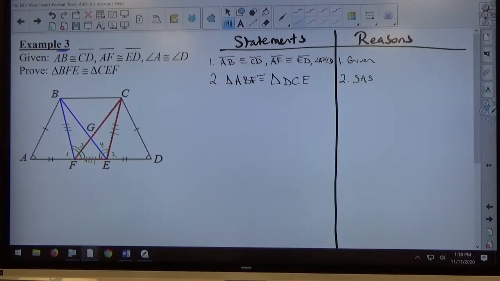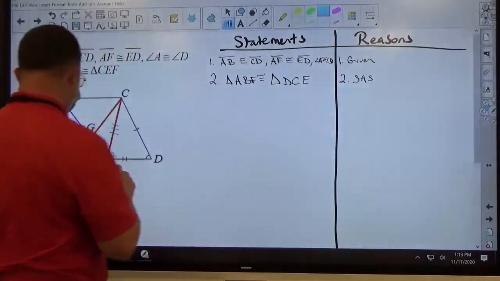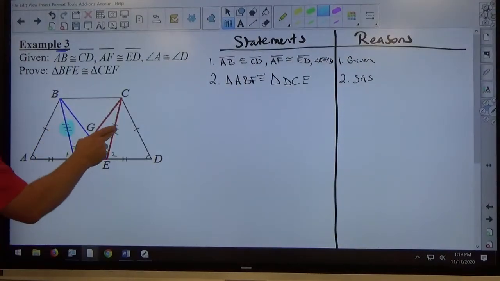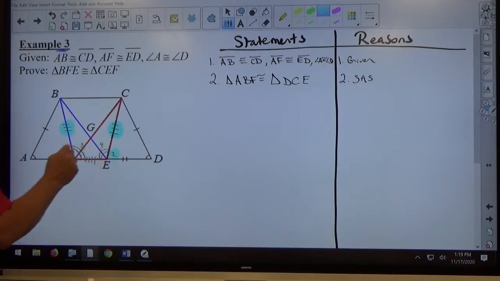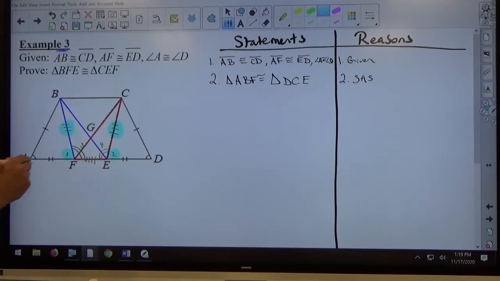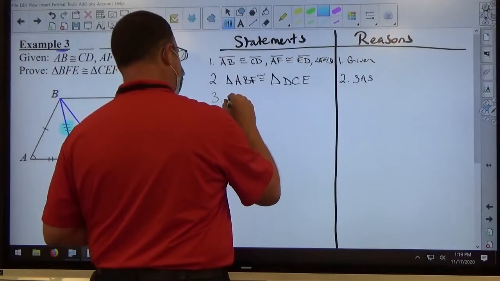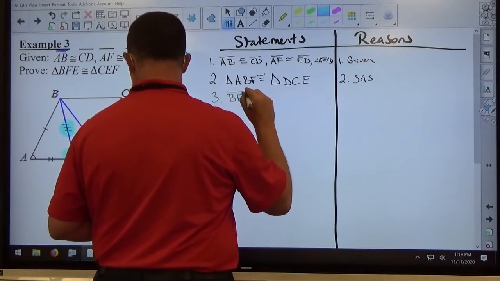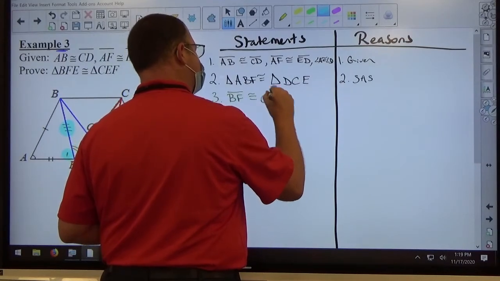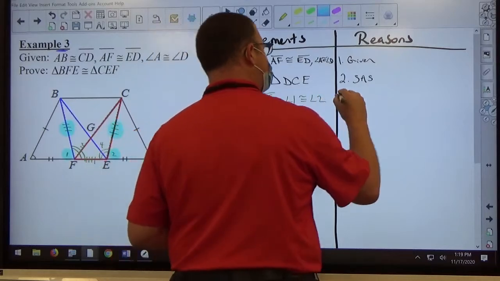And that congruent statement led us to specifically two facts here. Fact number 1: side BF and side CE are congruent, and fact 2: angle 1 and angle 2 are congruent by CPCTC. So BF is congruent to CE, angle 1 congruent to angle 2.